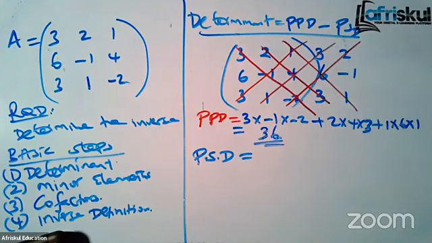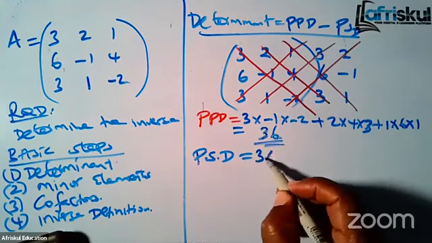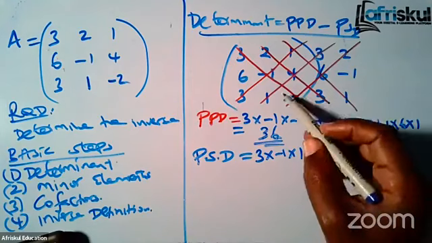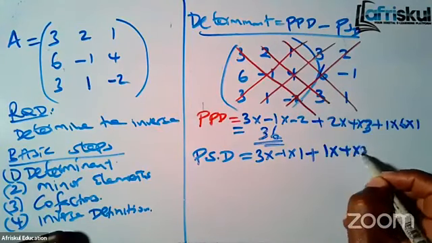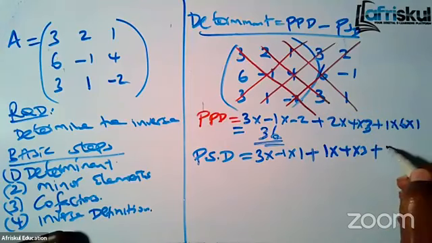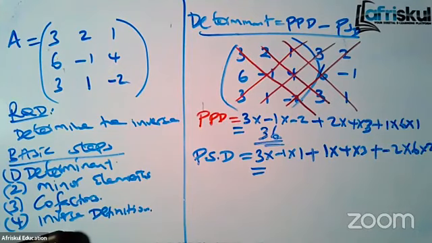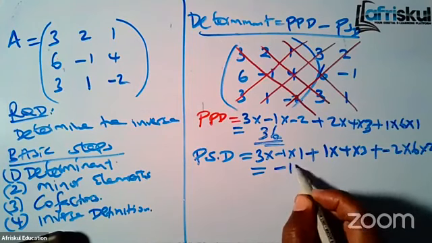So product of the secondary diagonal, the first one, we have here 3 times -1 times 1. That is the first secondary. Plus the one that is parallel to it, 1 times 4 times 3. Plus the last one, which is -2 times 6 times 2. Come and give us a figure. So what do we have? 3 times -1 times 1, plus 1 by 4 by 3, plus -2 by 6 by 2, which gives us -15.